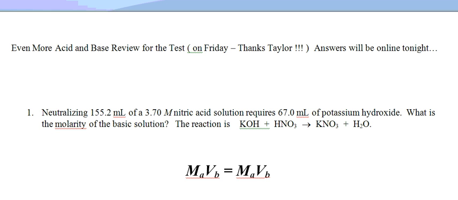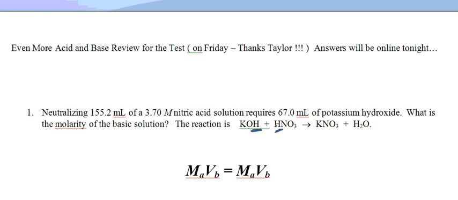Okay, so let's get right to it. Number one says, neutralizing 1.55.2 milliliters of a 3.7 molar nitric acid solution requires 67 milliliters of potassium hydroxide. What is the molarity of the basic solution? And then I gave you the reaction: potassium hydroxide, so we have a base here, plus nitric acid, and we have an acid here.